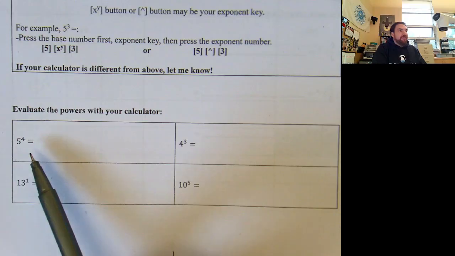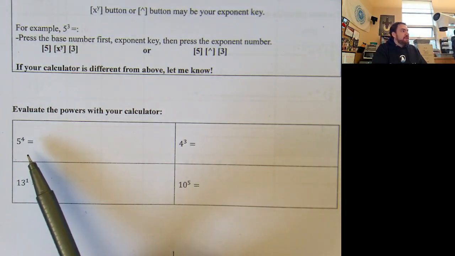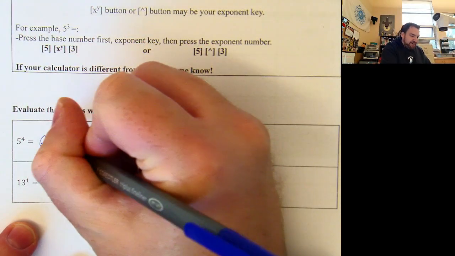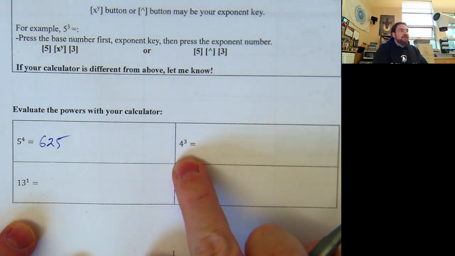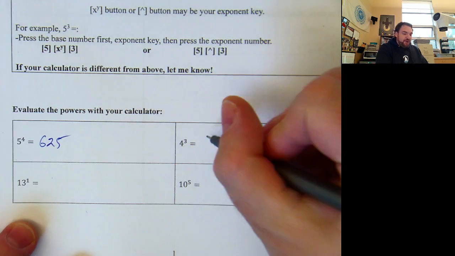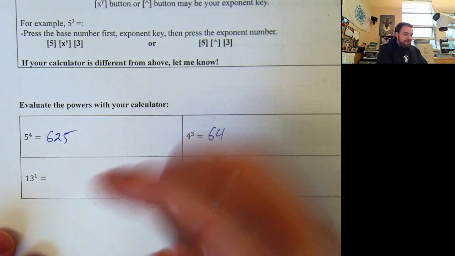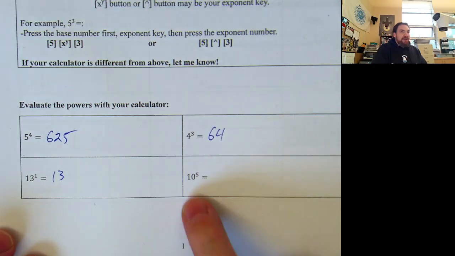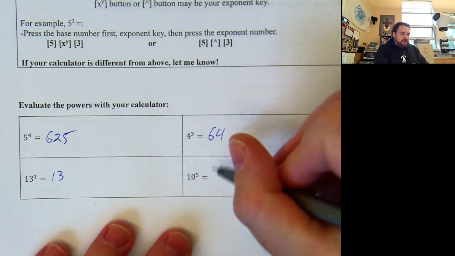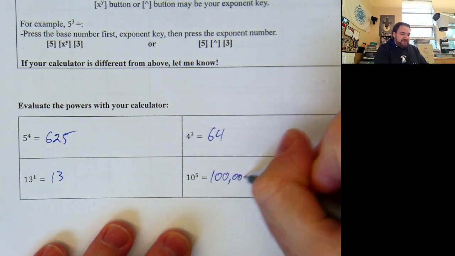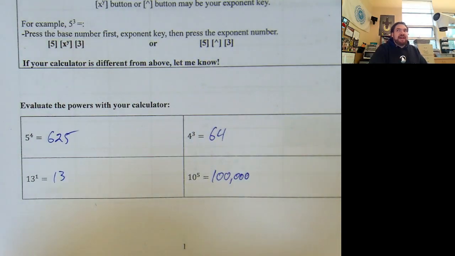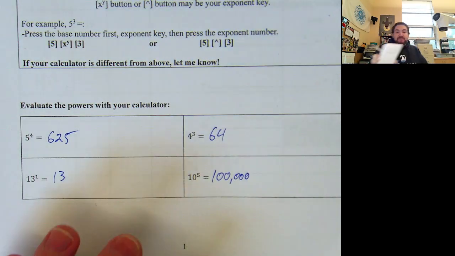What is it? What's the value? 625. Very good. 4 to the 3. 64. No worries. 13 to the power of 1. 13. And 10 to the power of 5. 100,000. All y'all should be able to get your calculators to do this. Okay, cool. Keep the calculators handy.